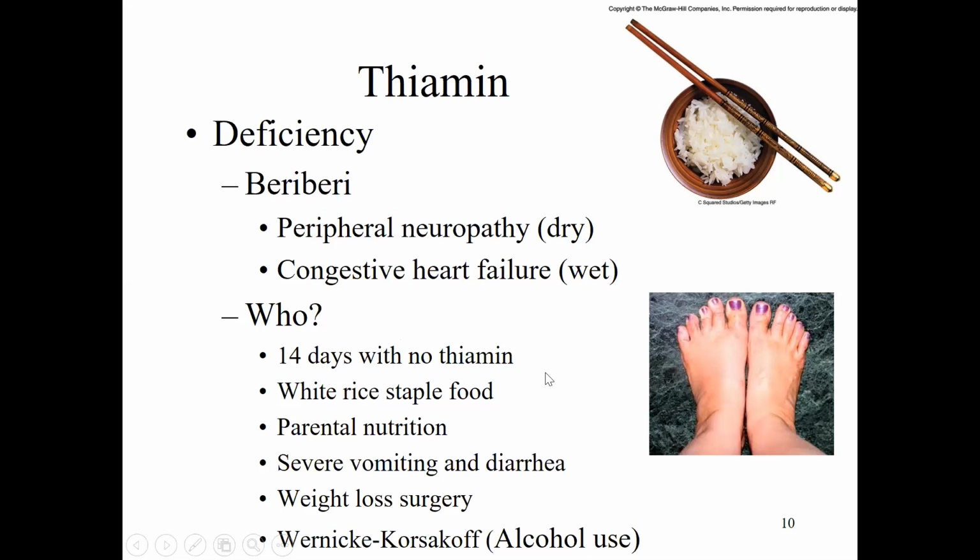We tend to see it in other countries where white rice, which is not enriched in all places, is a staple food. So if most of your calories are coming from white rice, that's a poor source of thiamine, and you could develop beriberi. People who are really sick, especially if their digestive system is impacted and they're on something called parenteral nutrition, where they're getting nutrition through their veins, have to make sure they're getting thiamine put in there as well so they don't develop this. People who are losing a lot of fluids because of severe nausea, vomiting, and diarrhea can develop beriberi.